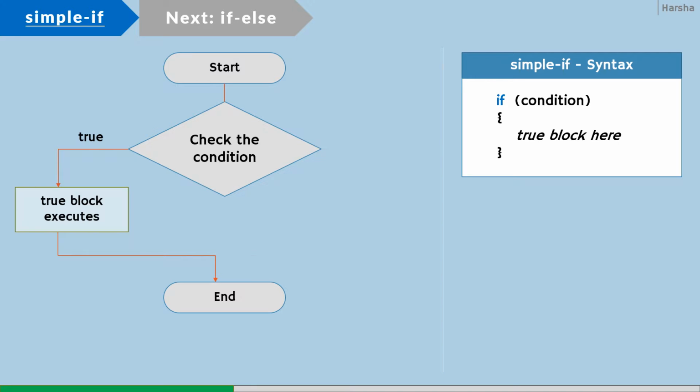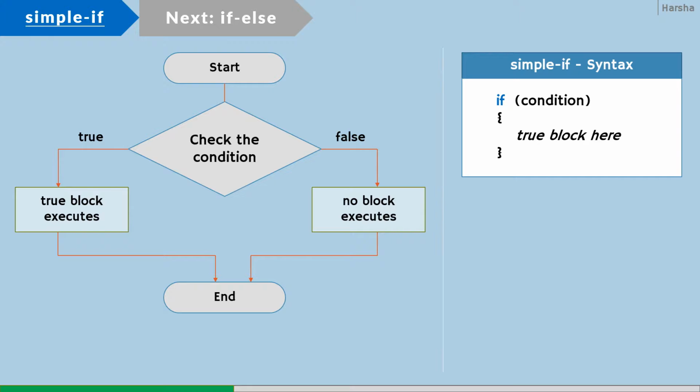But in case the condition is false, it will skip executing the true block. That means no block will be executed here. Directly go to the end of if. That means proceed to the next statement after if.